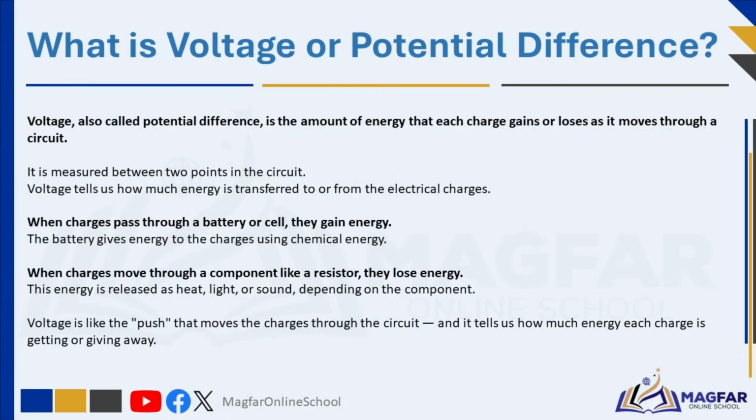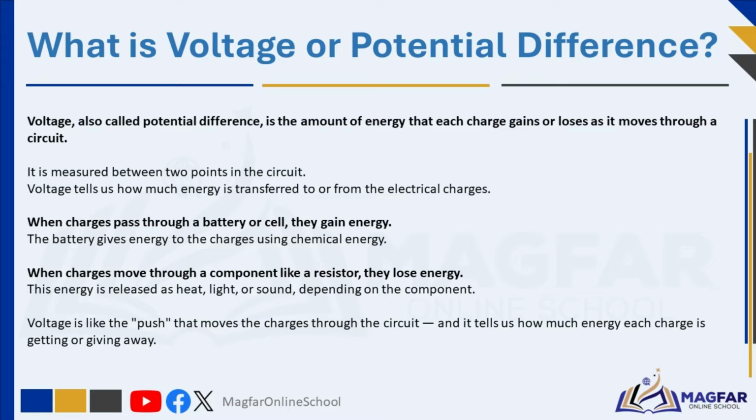What is voltage or potential difference, and what does it tell us? Voltage, also known as potential difference, is the difference in electrical potential energy per charge between 2 points in an electric circuit. It tells us how much energy each charge loses or gains as it moves through the circuit.